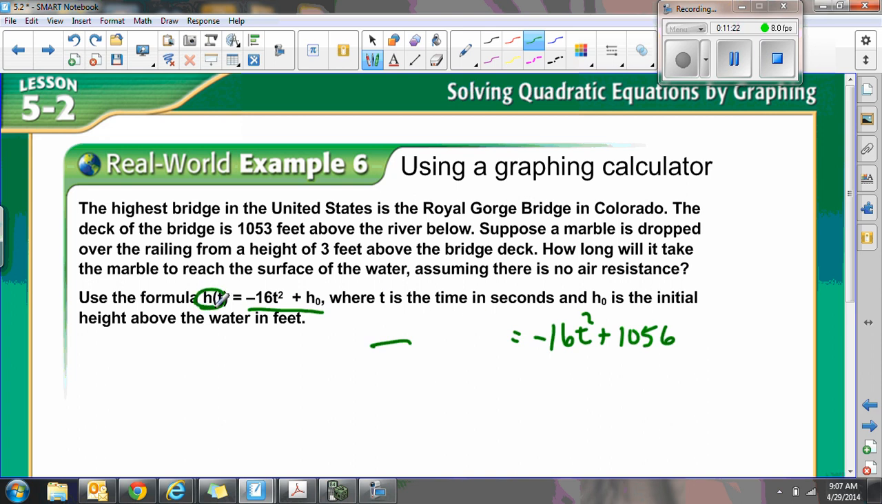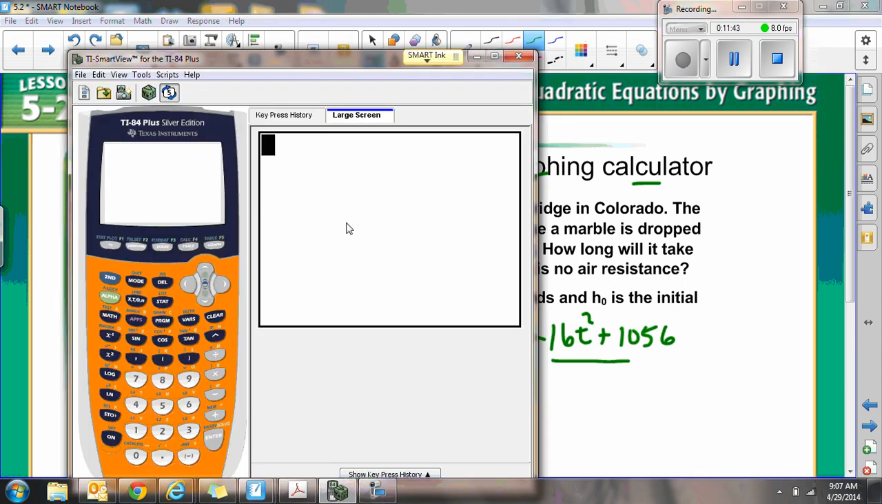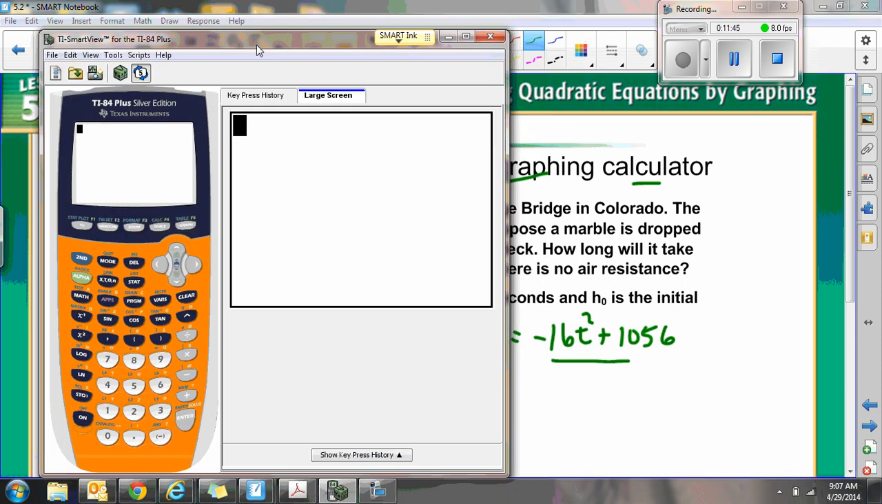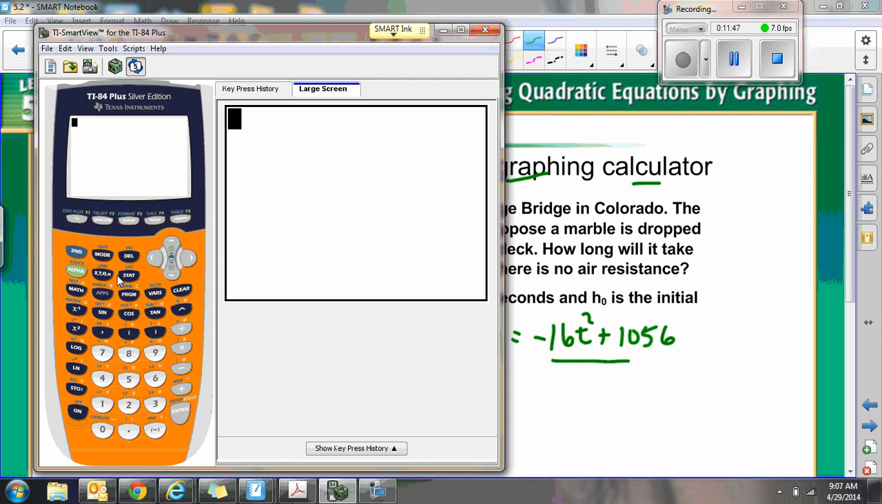Now, what I want to know is when will the marble hit the water? The water is located at a height of 0. So I'm simply solving this quadratic equation for 0, just like I did before. Now, these numbers are kind of big, so to graph this by hand, you're really going to have to change your scale a lot. However, I'm going to show you how this is done on a graphing calculator. For those of you who have a graphing calculator, pay close attention because this is very helpful.